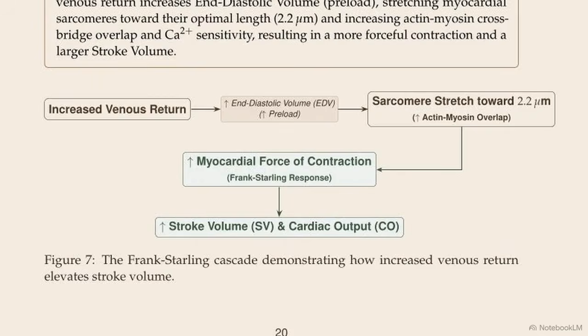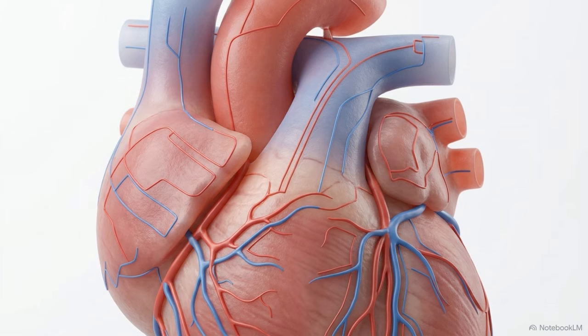The heart scales this output using the Frank-Starling law. Increased venous return stretches myocardial sarcomeres toward their optimal length of 2.2 micrometers. This stretch increases the force of the subsequent contraction, immediately elevating stroke volume and cardiac output to accommodate the increased blood flow. The heart is a highly adaptable pump governed by pressure, adjusting its mechanical output beat by beat to maintain the human system.